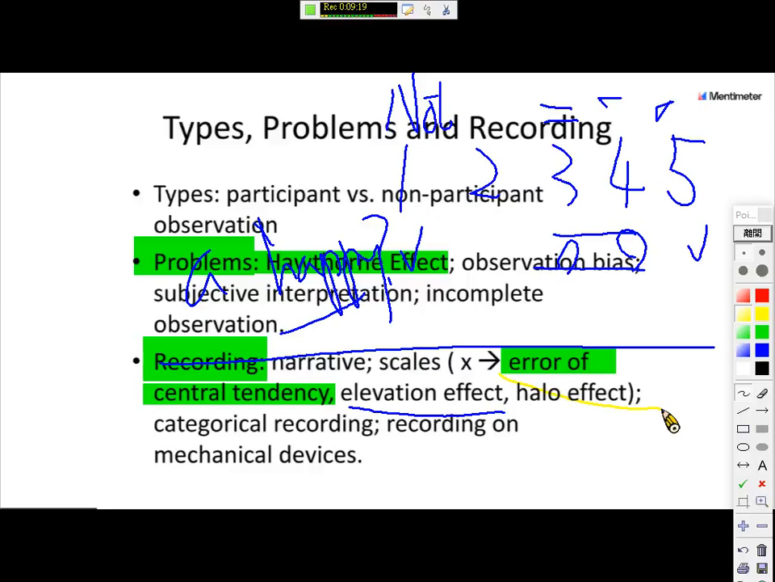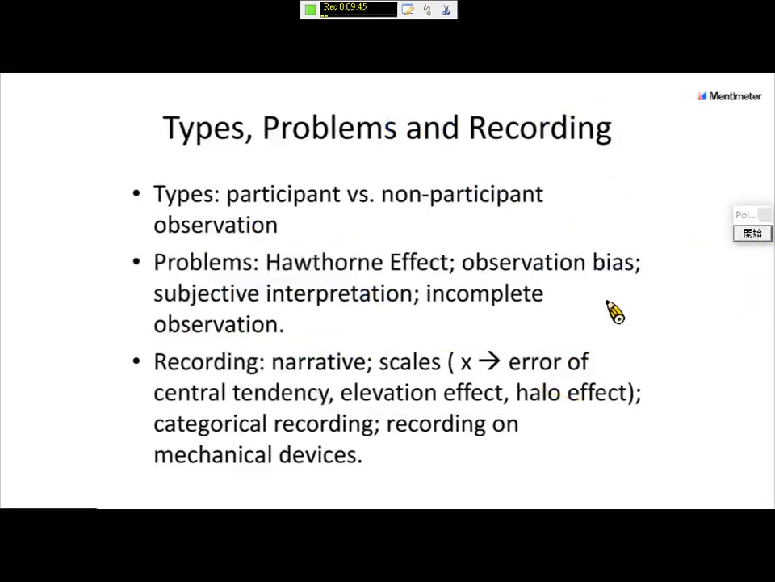And categorical recording is something you can do. You can just divide it into groups. For example, we have female students and male students, we just divide them into 2 groups. That's very easy. And we can use mechanical devices like a videotape, camcorder, anything that would be useful, right? So this is the type of problems and recording issues that we have to understand about observation.